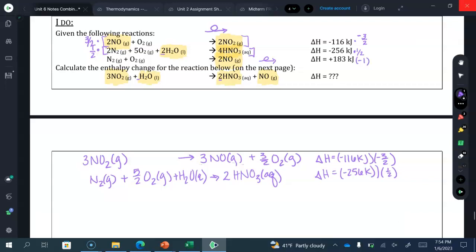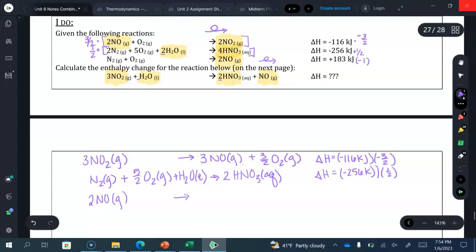So let's flip it and see. So 2 nitrogen monoxides are going to yield nitrogen gas. Oh, look, that's going to cancel. And oxygen gas, we're going to see if that cancels that one when we add them all together.